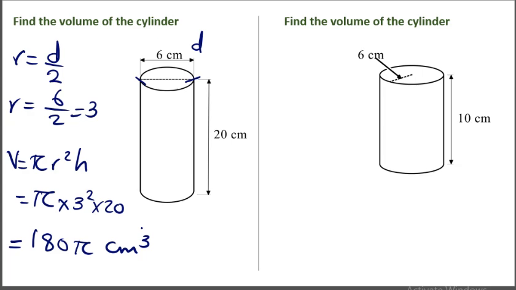3 squared is 9. 9 times 20 is 180π centimeter cubed. Another one. Find the volume. If you well understood the idea, you can pause the video, solve yourself, and check your answer and replay again. Okay? Find the volume of the cylinder.